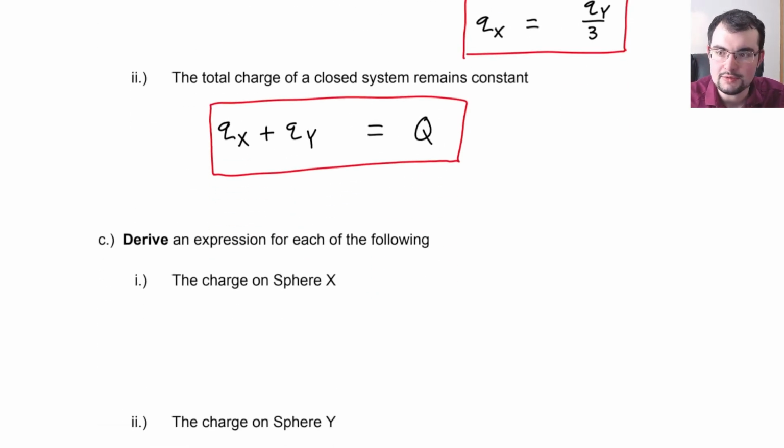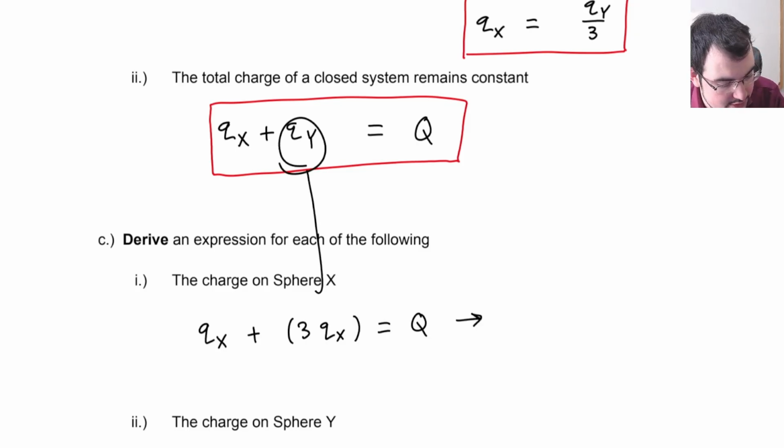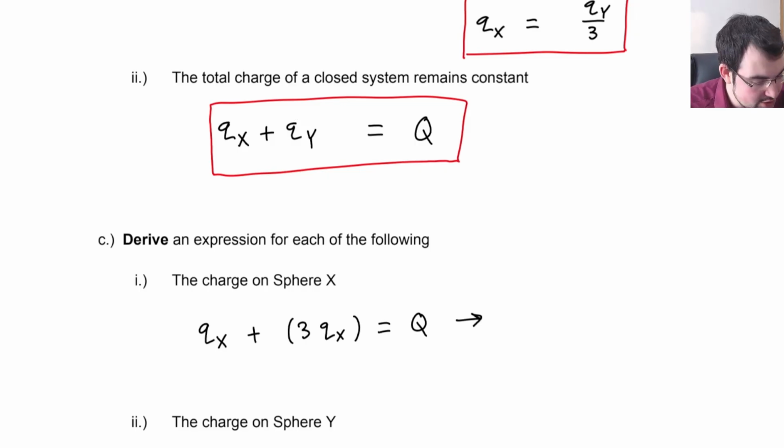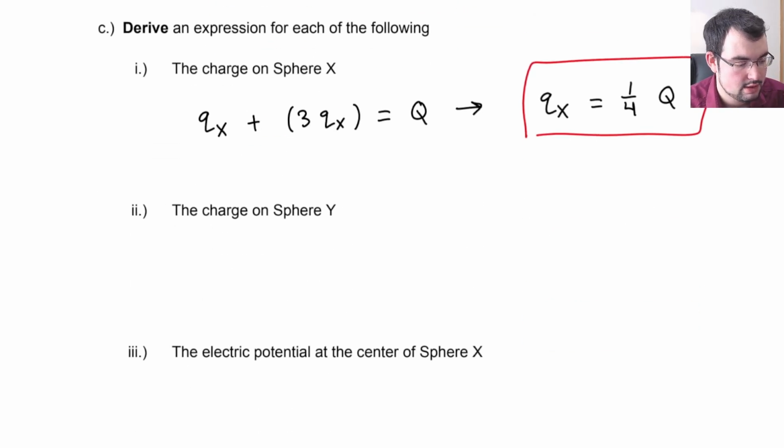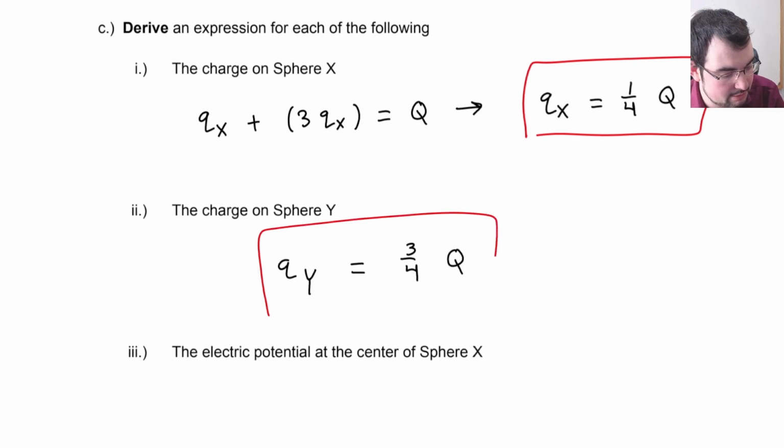So what is the charge on each sphere? Well, the charge on sphere x, we can just solve using our system. So qx plus qy. Qy is going to be 3 times qx. All I did is I replaced qy with 3 times qx from that equation. So we get qx is just a quarter of q. A quarter of the total goes to x. And then as a result, if a quarter of it went to x, 3/4 of it went to y. You could pick your favorite equation of the two to verify this, but that's what we get.